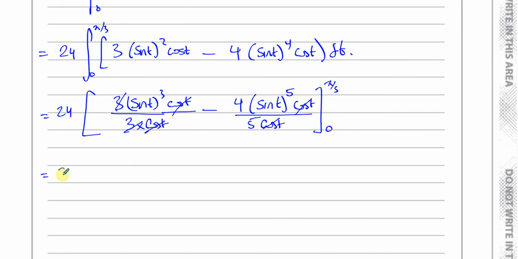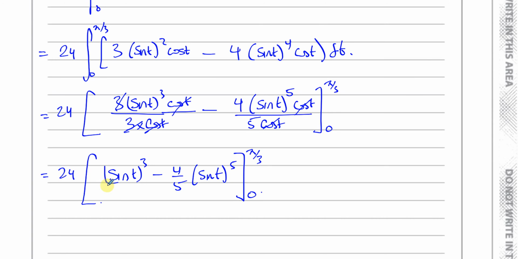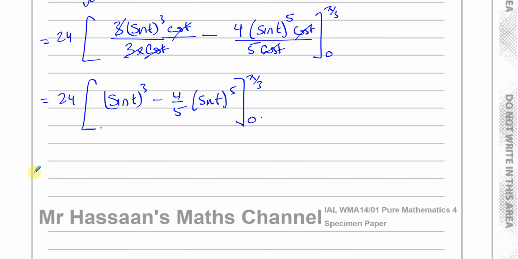So that's going to give me 24 times, and this is basically sine t all cubed, minus 4 over 5 sine t to the power 5. I can leave it like that, it makes it easier. And I've got pi over 3 and 0. This means sine cubed t, that means sine to the power 5 t, but leaving it like that is fine.